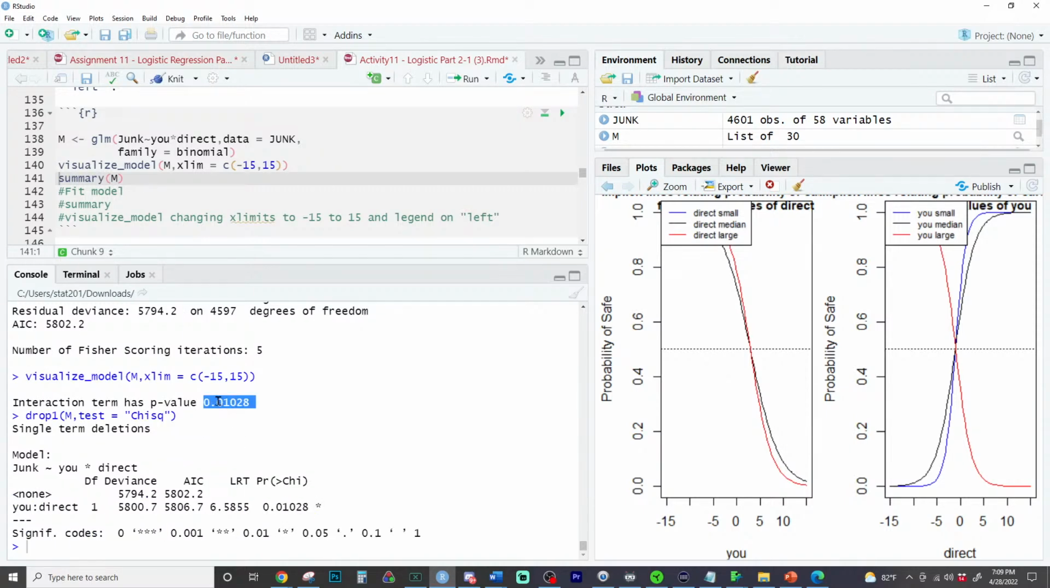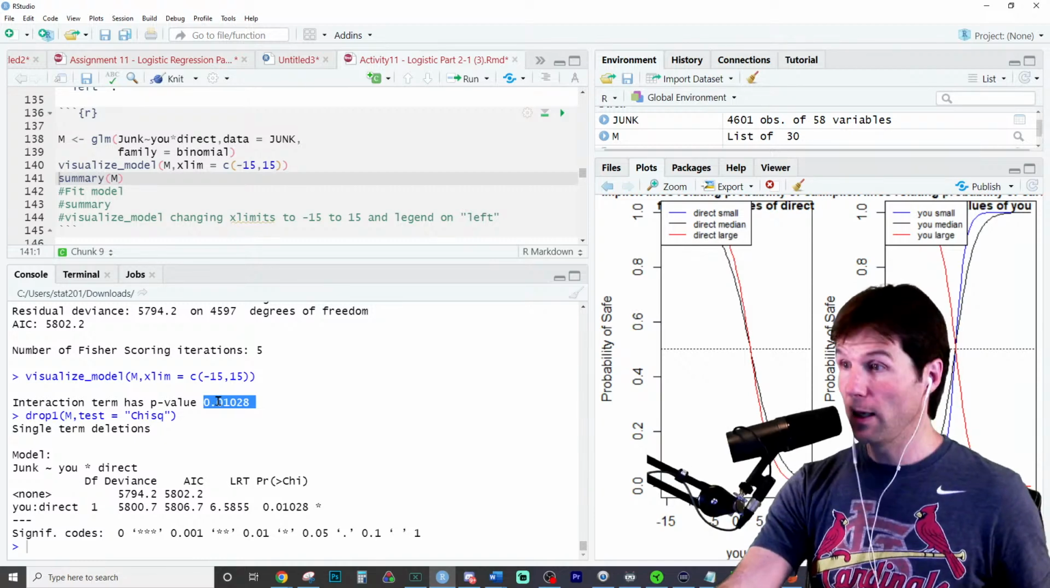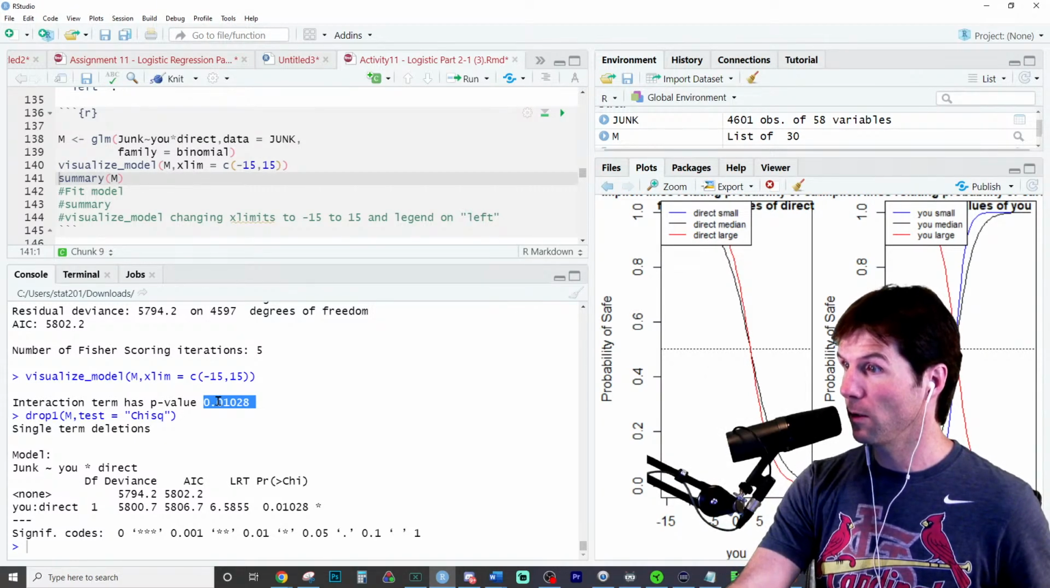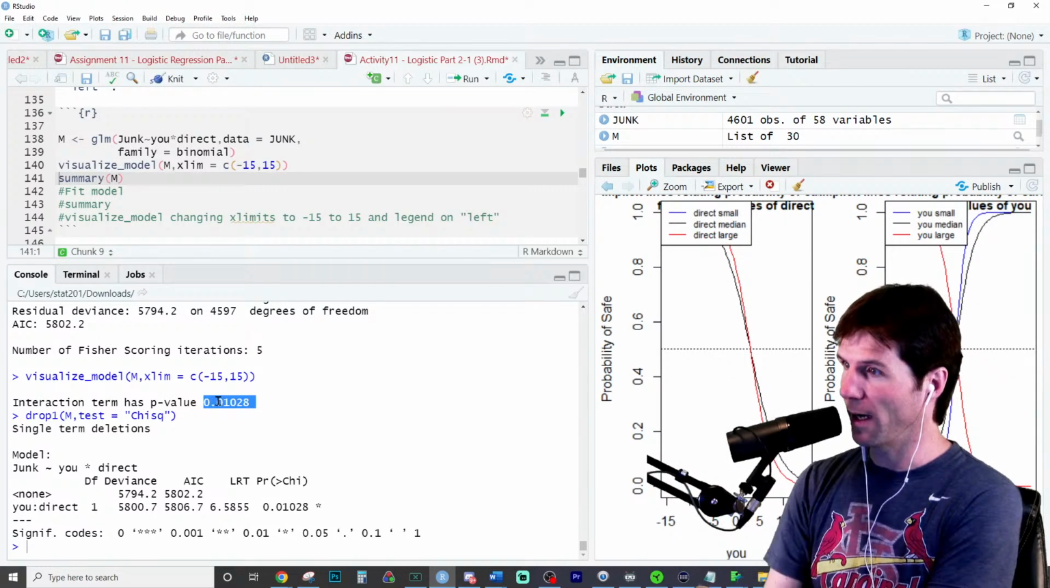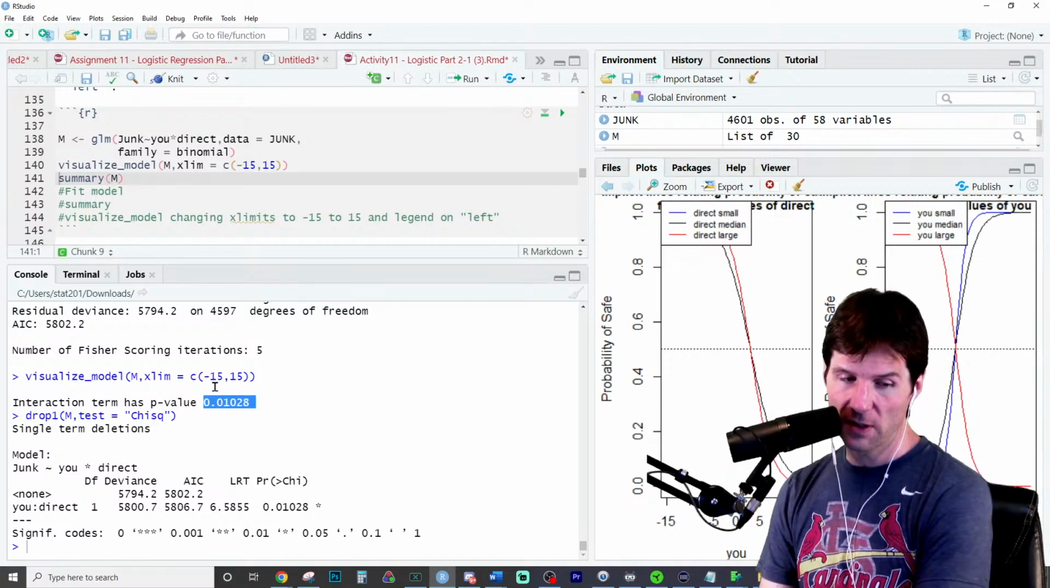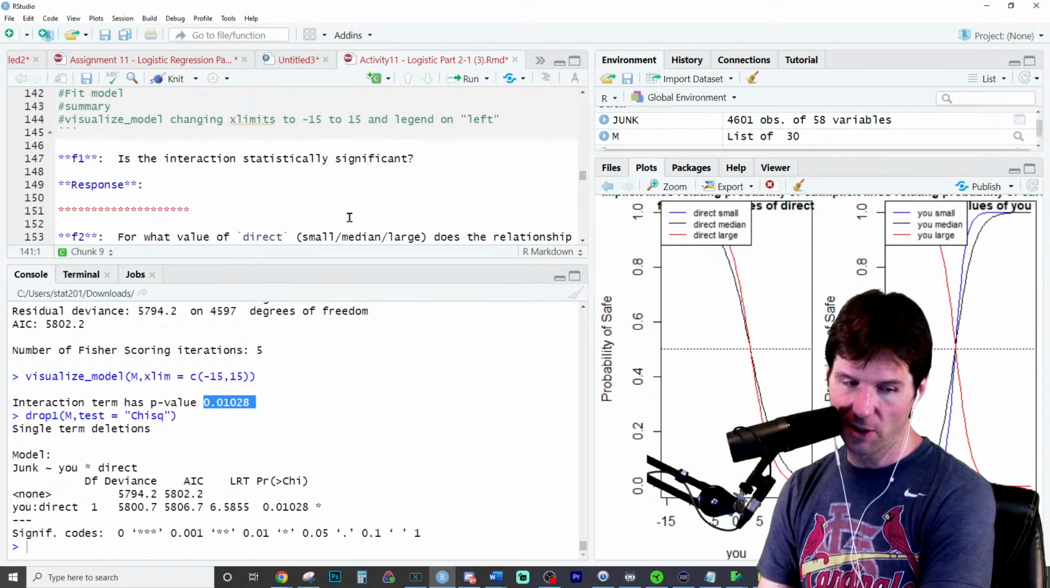So that just confirms it. When you run visualize model, hint for your take-home for the final: when you run your drop 1, it will do a partial F on your interaction if you have it in the model. So it is statistically significant. It does bring with it new information. That's pretty good right there.